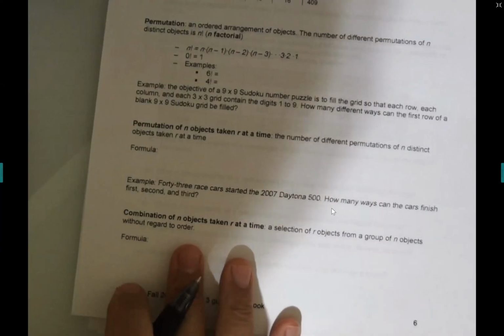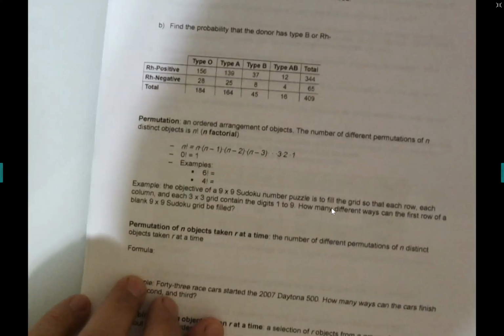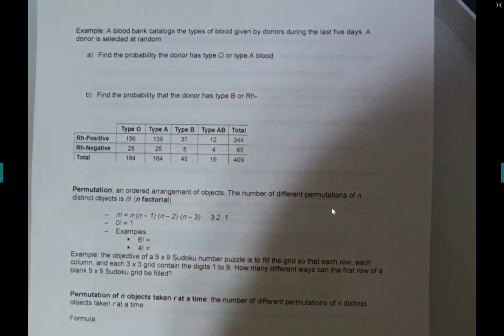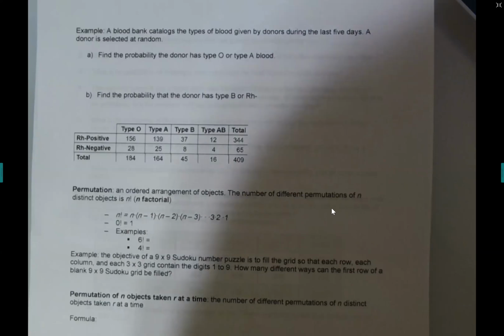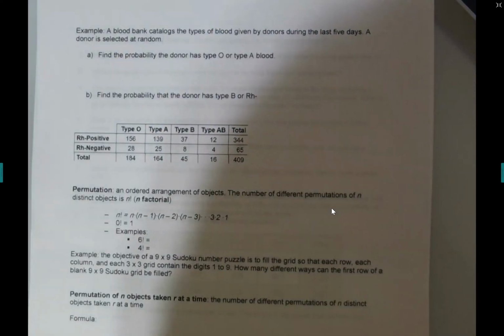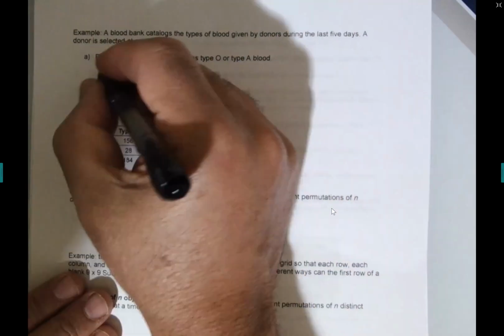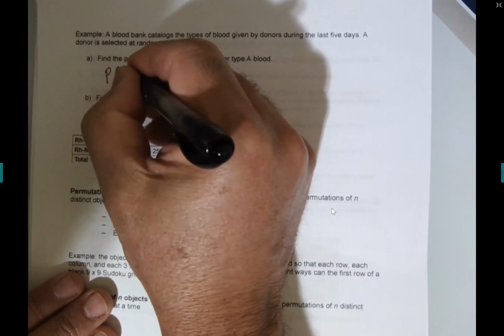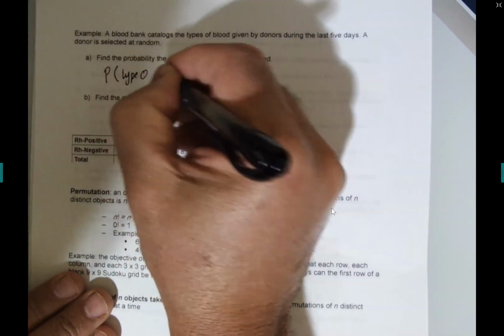And we're going to show you a nice example. I told you I like the table. You're going to see the contingency table, and we're going to answer some questions with it. A blood bank catalogs the types of blood given by donors during the last 5 days. A donor is selected at random. What's the probability of selecting a donor that has type O or type A?